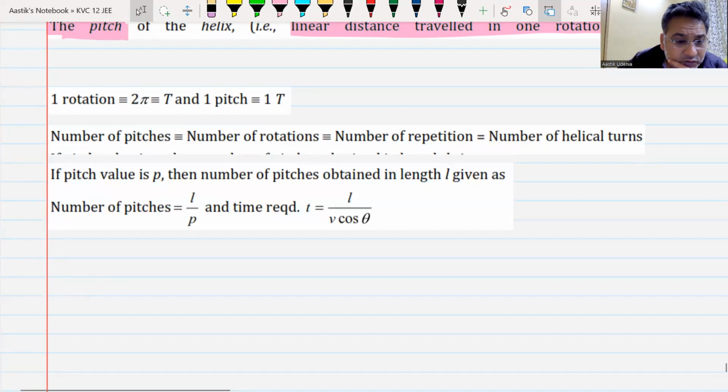Then sometimes they ask you what is the number of pitches in a given length L. So L divided by the value of one pitch, and the time required will be L by V cos theta. I have seen a couple of questions based on this, and that is why I'm giving you these values. I hope you understand them and that you will note them down. You have 2 minutes to do this one.